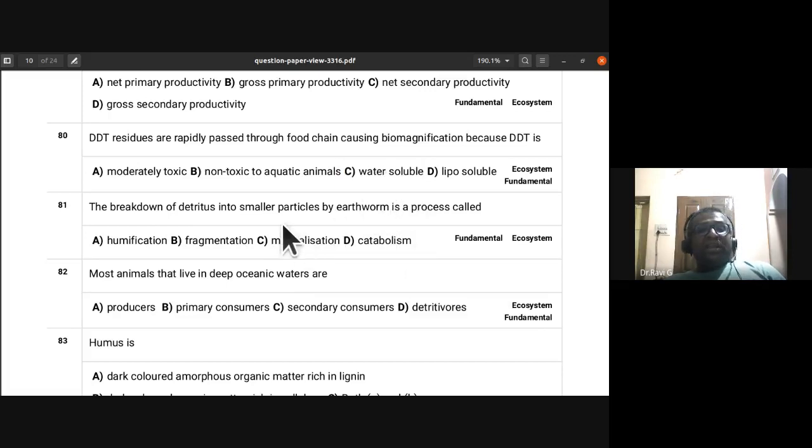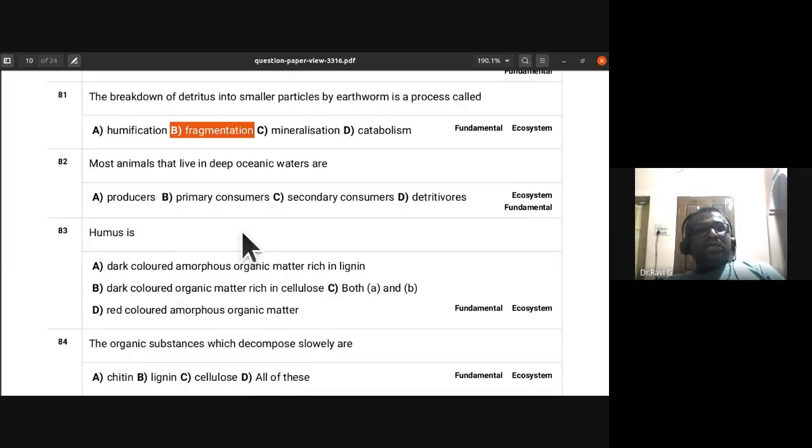The breakdown of detritus into smaller particles by earthworms is a process called, the 81st, B. So it is called fragmentation. Most animals that live in deep oceanic waters are producers, primary consumers, secondary consumers, or detritivores? So animals that live in deep oceanic waters are detritivores.